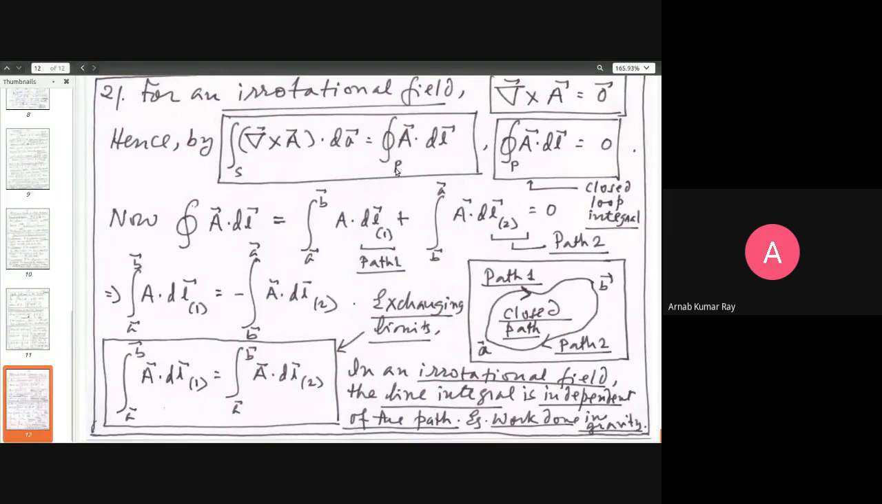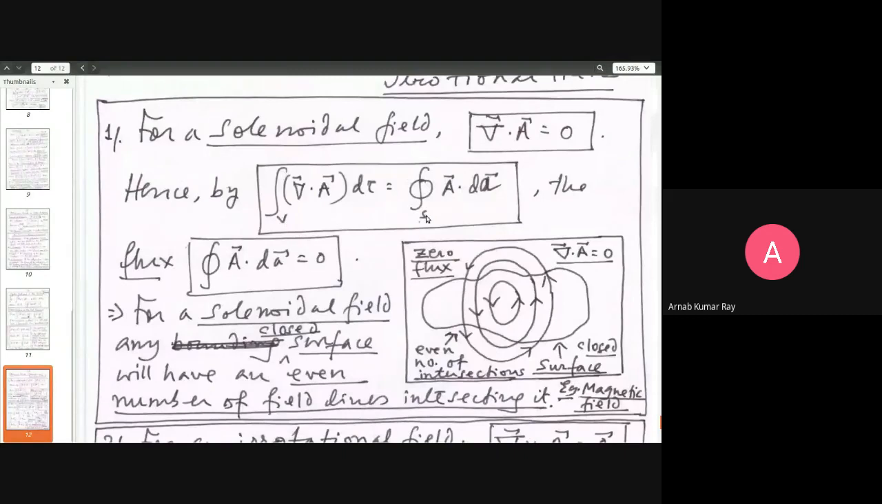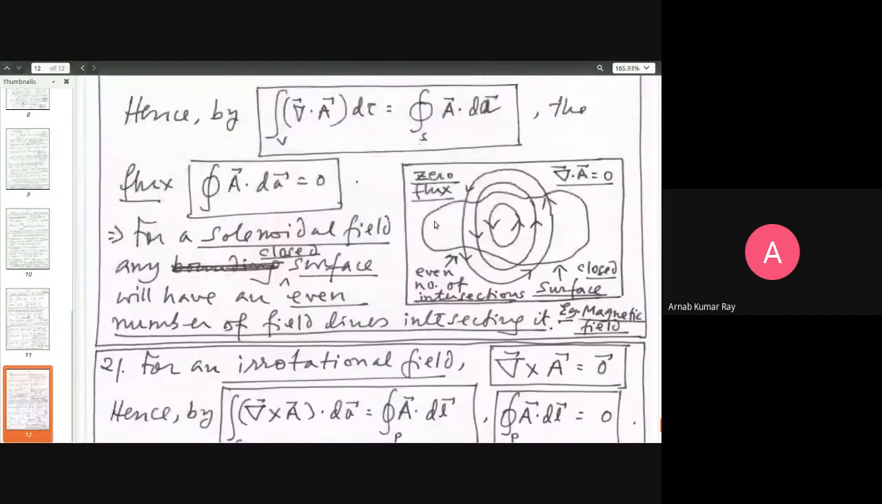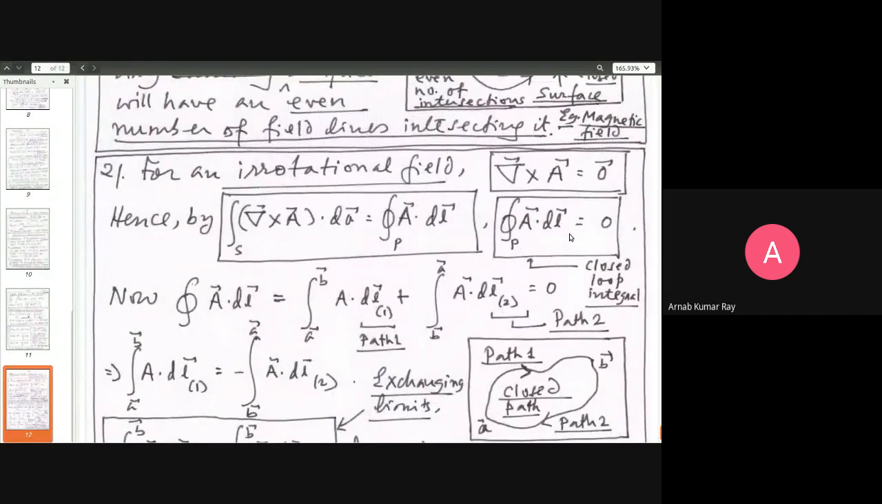This P is supposed to be perimeter. Many authors use it, many don't. So here I've just used it. This is S as in surface, this is P as in perimeter, this is V as in volume, and S as in surface. Volume to surface, the divergence integral, and surface to perimeter, or the boundary line, the curl integral. Now, let us look at this idea that the closed loop integral vanishes.